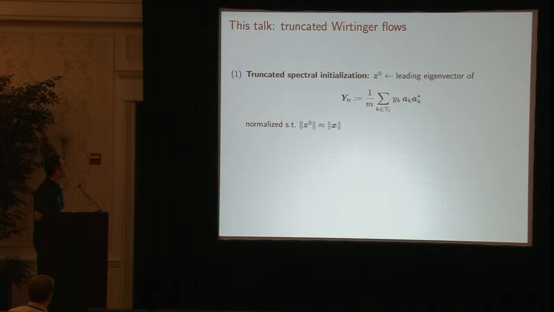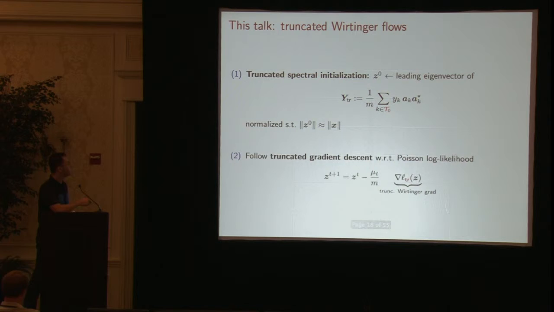Okay, and the algorithm is what I'm going to call truncated Wirtinger flow, for a simple reason. Again, the algorithm consists of two stages. The first is that you want to get a suitable initialization. Again, we try to find the leading eigenvector of a matrix. But this matrix looks very similar to the matrix for Wirtinger flow, except that we only use a subset of the data. We don't use all the data. And in the second step, we again use a similar type of gradient descent algorithm.